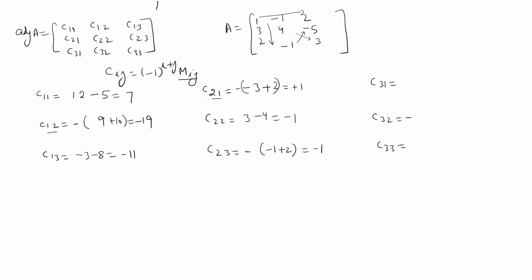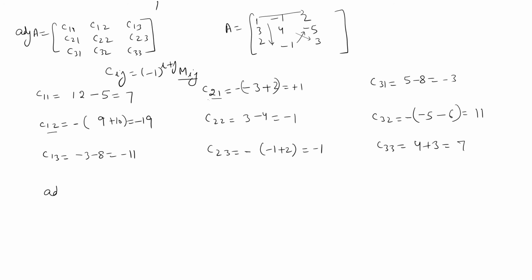So C31 is here, my 5 minus 8, that is minus 3. For this minus 1, it is minus 5. Be careful about this negative sign outside, right? So this is your C32, it is minus 5 and minus 6. So it is plus 11, right? And for the last one, C33, it is 4 plus 3, it is equal to 7.